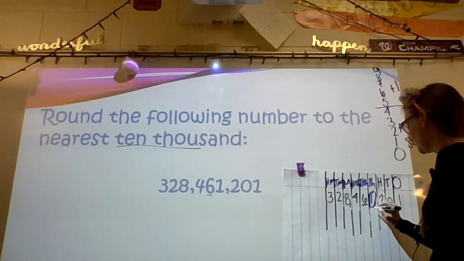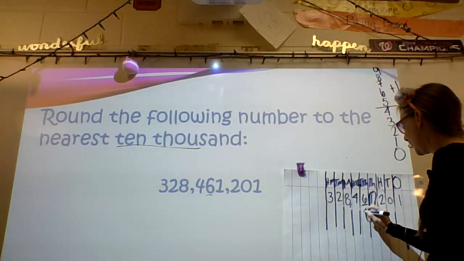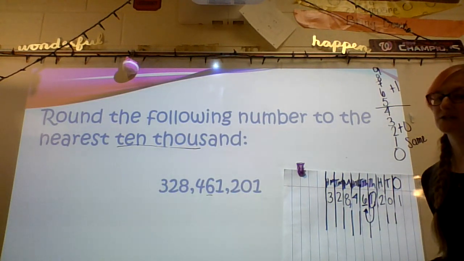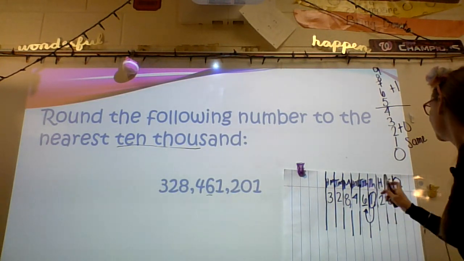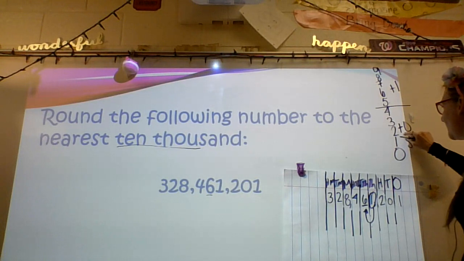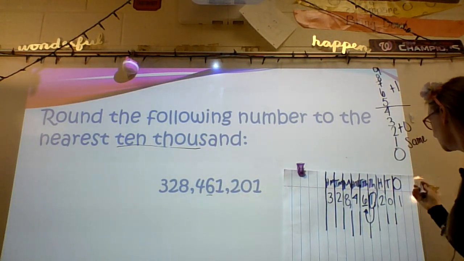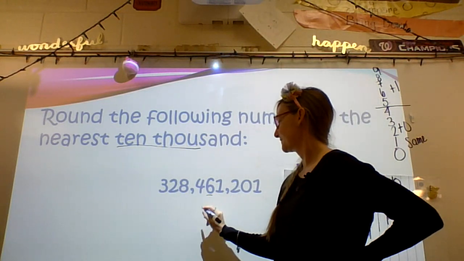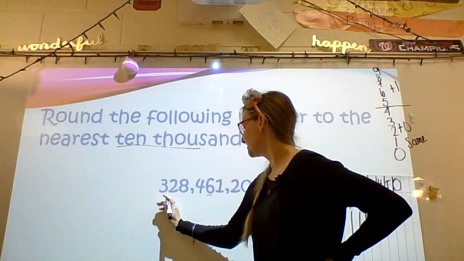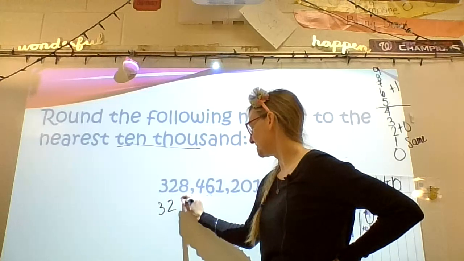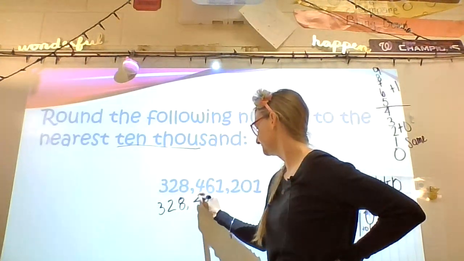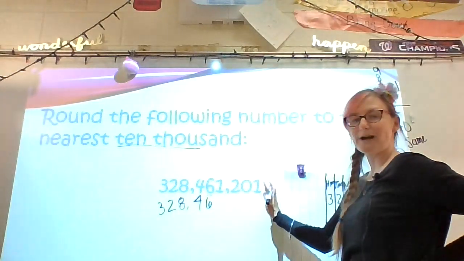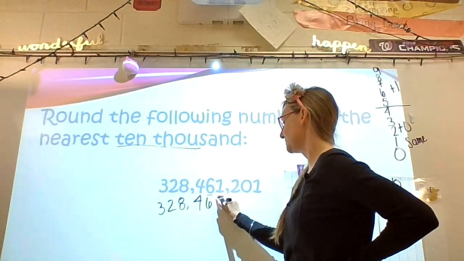I circle the number to the right of my 10,000s place, which is the 1. And now I look in my rounding chart to see where that 1 is located. That 1 is in my +0 section, which means that that 6 is going to stay the same. Everything to the left of the 6 also stays the same. We said 6 plus 0 would be 6. Everything to the right of the 6 now becomes a 0.